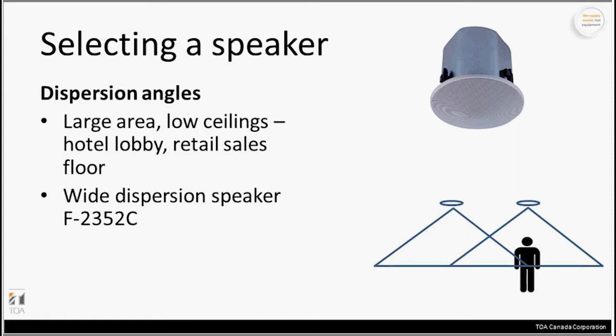It's very interesting. In this scenario, a hotel lobby, we probably suggest an F-Series 2352C with a 170-degree dispersion angle. You can see there our little figure. The area is covered quite a bit, and you can see the next speaker over. As long as the audience plane, which is their ear level, is always covered throughout the room, everybody will hear the page properly, and it'll be a successful system.